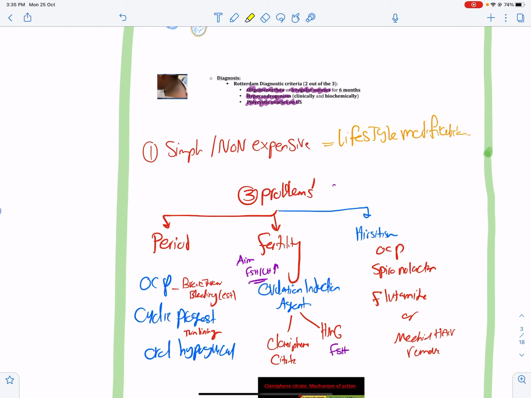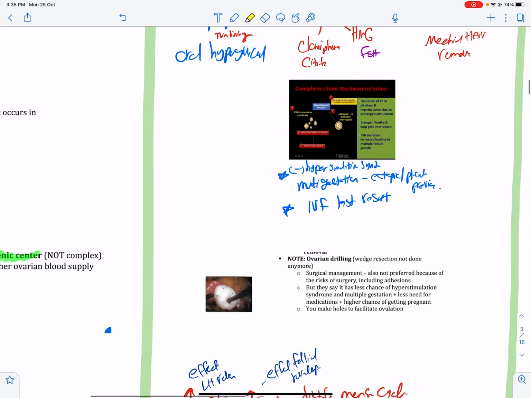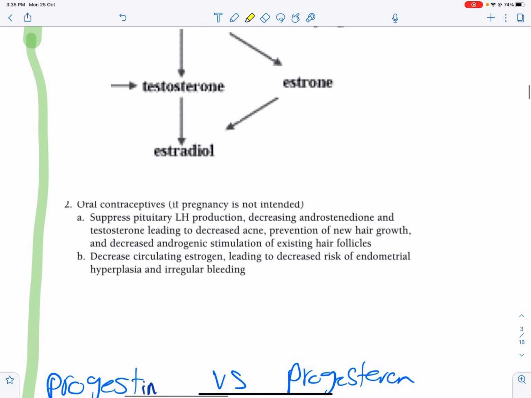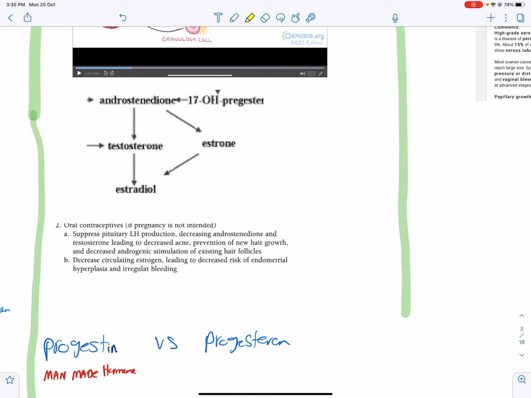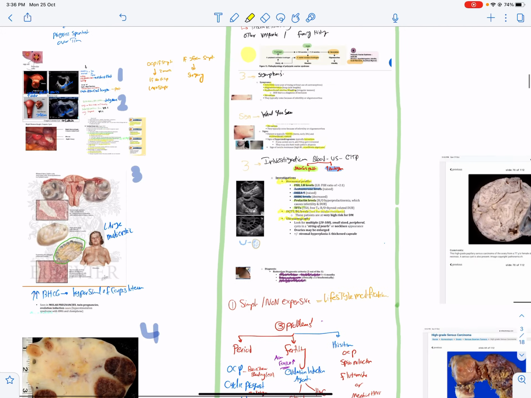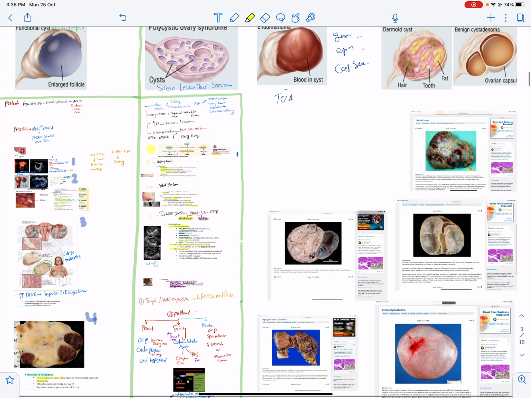You want to give oral contraceptives because, as I mentioned, they decrease LH and decrease testosterone, and also spironolactone, antiandrogens, and all of those things. So I'm going to show you here. You can see in this they are saying that the oral contraceptive will suppress the LH and decrease circulating estrogen, and this is all about polycystic ovarian syndrome and functional ovarian cyst. And thank you.